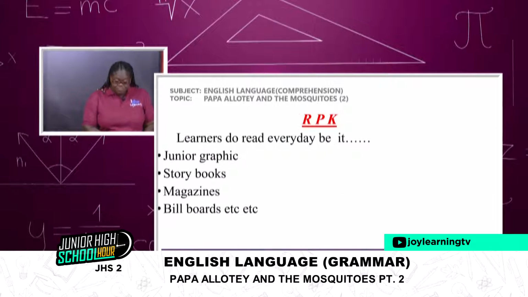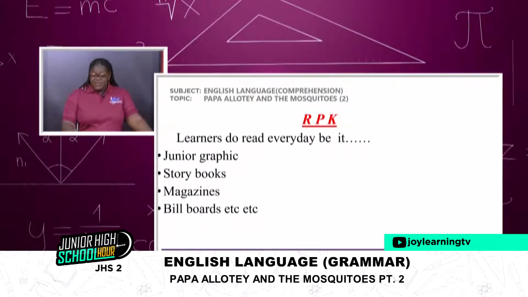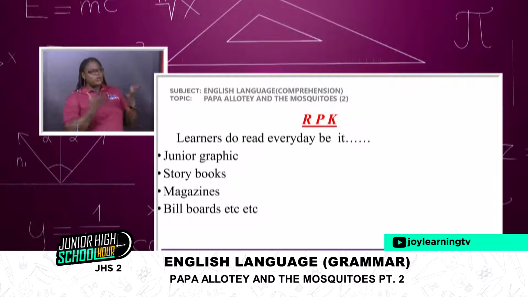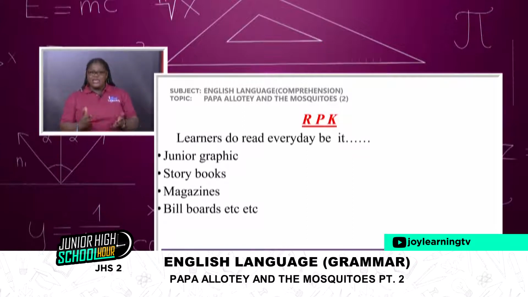Now, relevance of previous knowledge: learners read every day. Yes, that I know you do, because I keep telling you that you cannot live on this earth without reading. Junior graphics, we have storybooks, we have magazines, and even billboards. When you're in daddy's car or mommy's car going to school, you see lots and lots of billboards, and I think you do read them, even to yourselves, and sometimes very, very loudly.